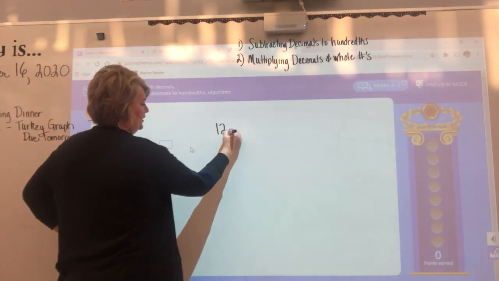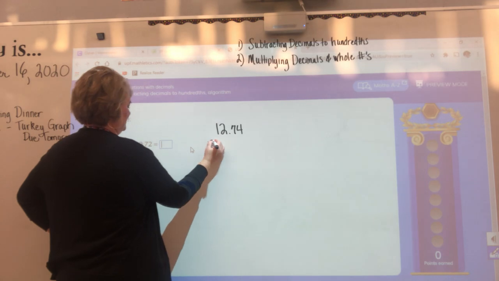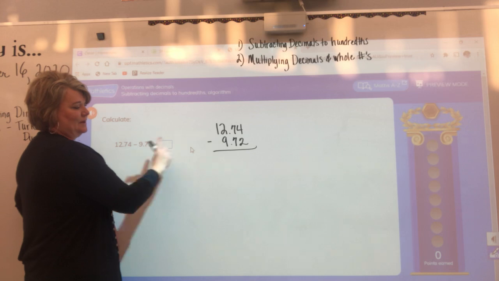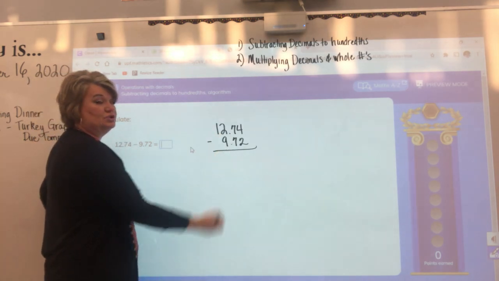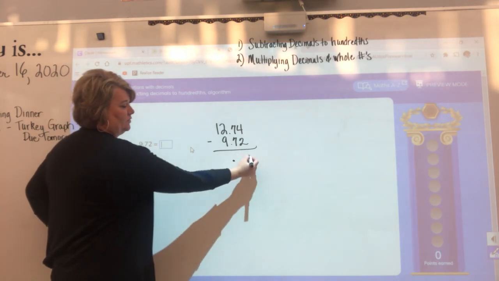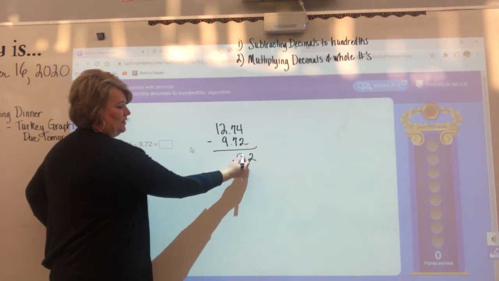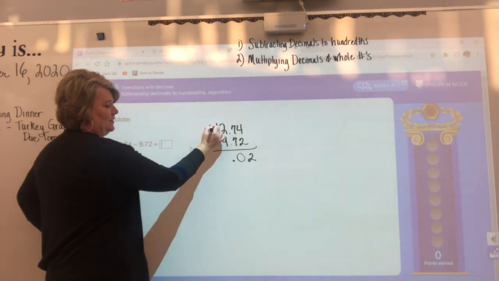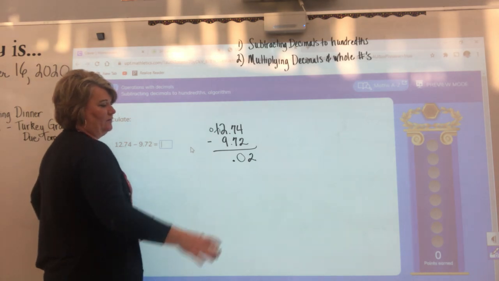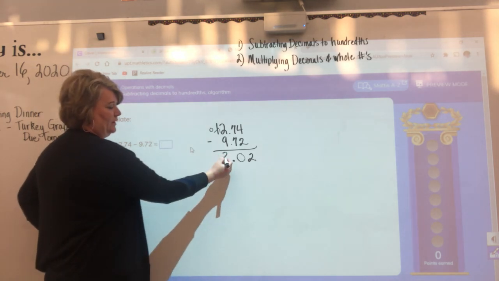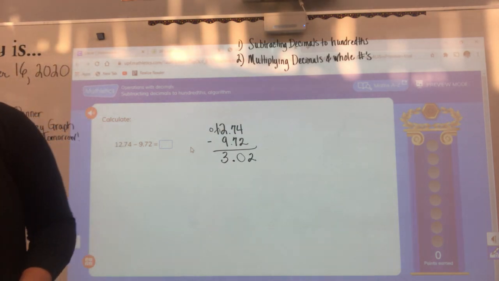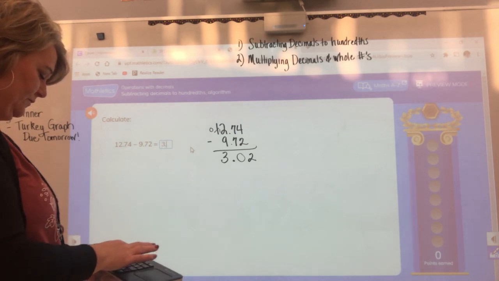So let me refresh your memory. You do line the decimals up whenever you're subtracting. So 12.74 minus 9.72 would look just like this. You do line the decimals up. And whenever you find your answer, you do bring the decimal straight down. So 4 minus 2 is 2, 7 minus 7 is 0. Can't say 2 minus 9, so that becomes a 0 and that becomes a 12. So slap your leg on 9 and count up to 12. 9, 10, 11, 12 would be 3. So 3.02 goes there. I'll do a couple more with you just so you know.